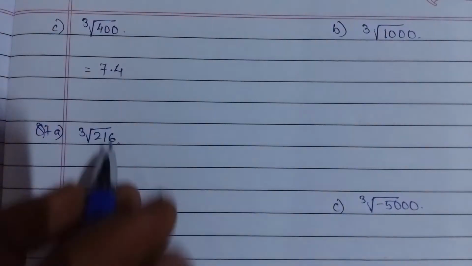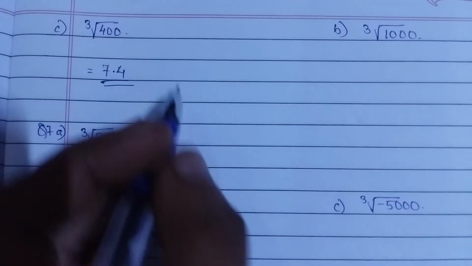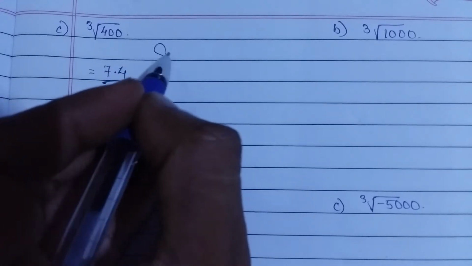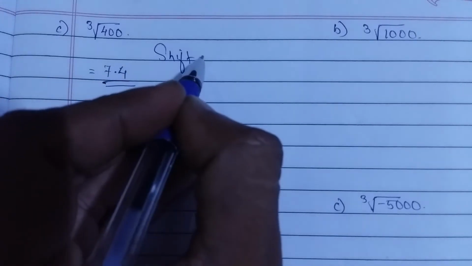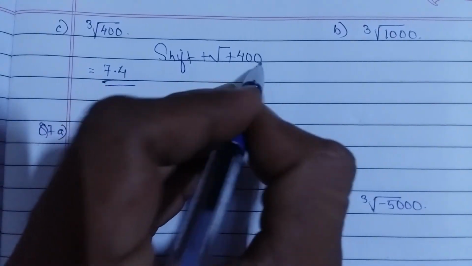Cube root of 400. You can directly calculate on the calculator. Press shift, then press root, then press 400.